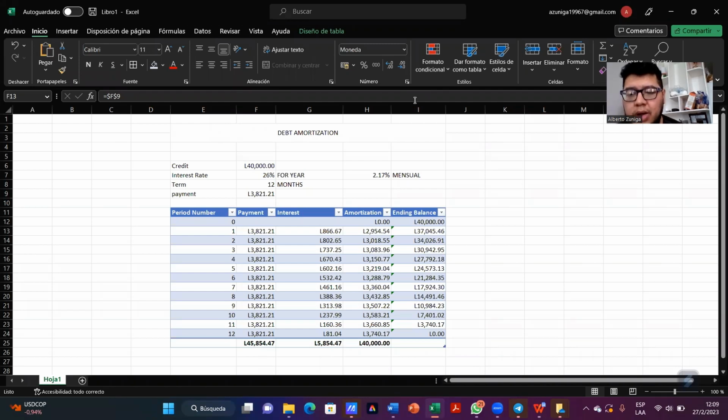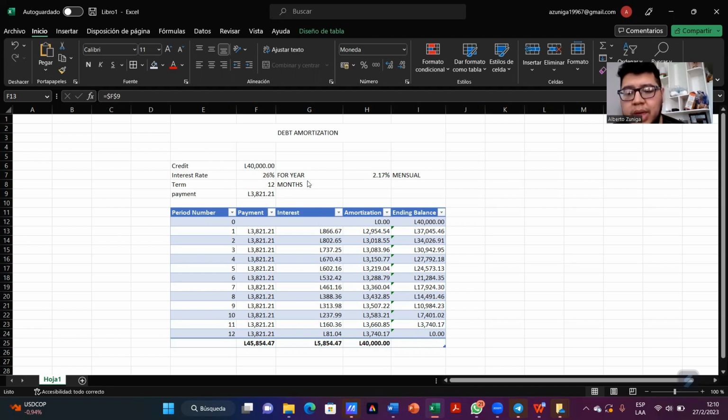Today I come to explain how to make a debt amortization in Excel. I will be explaining that it is a debt amortization. It is the reduction of the debt according to the payment made until the end of the agreed date on a debt. To make the table, we use the credit that the bank lends us, the interest rate, and the term, and the payment.